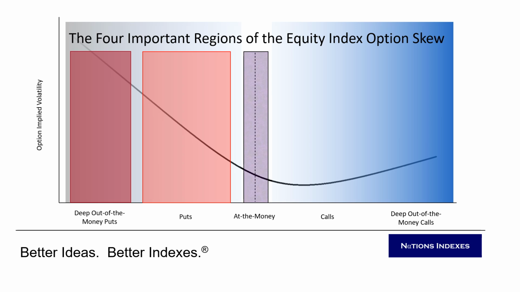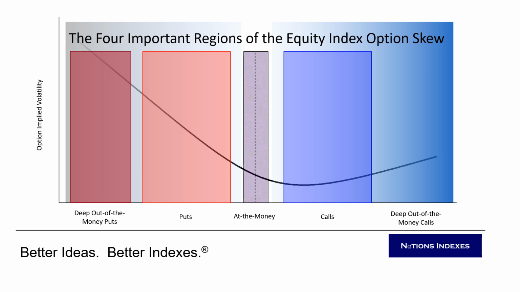The last region is out-of-the-money call options. These are the call options with strike prices which are above, but not too far above the current price level of the underlying asset or index. Nations CallDex measures the normalized price of these options, and it offers a window into the degree of bullishness of the broad market. A fifth potential region might be deep out-of-the-money call options, but in the equity index option world, they tend to be extremely cheap and are not particularly important.